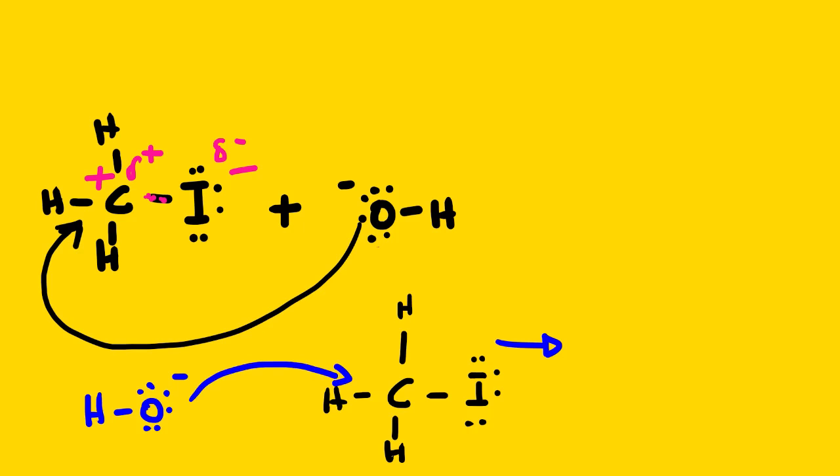Remember that it will try by all means to avoid this because they are like charges. They both have negative. So this process happens simultaneously. As this attacks, this leaving group also leaves. That is one of the properties of an SN2 reaction.